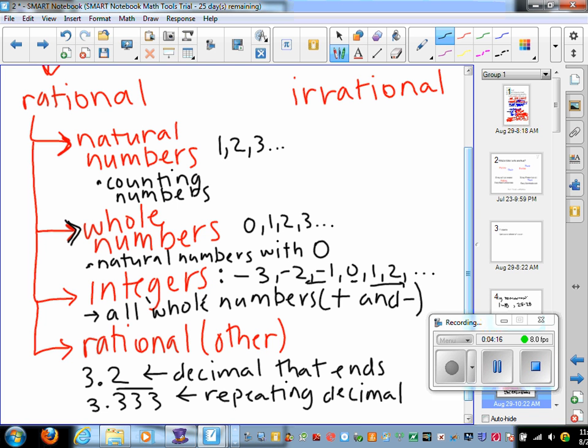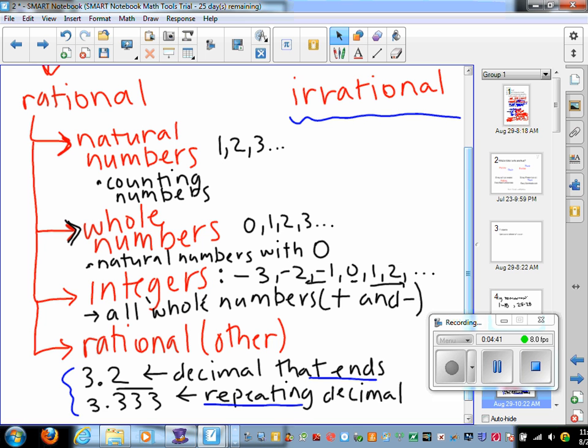Now I'm going to talk about irrational numbers. The hardest part to differentiate from rational numbers are going to be these decimals, like these down here. Rational numbers can have decimals, but they have to be these special cases where they end or they repeat. If they don't end or repeat, then they're going to be irrational numbers.